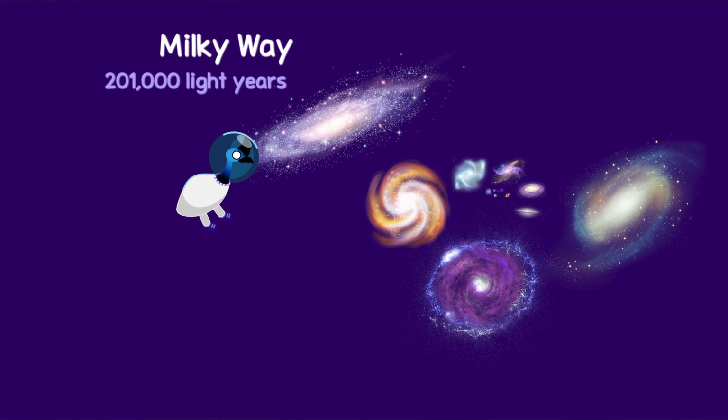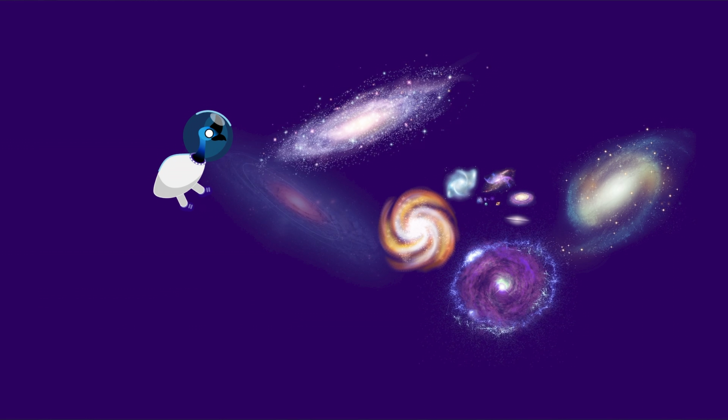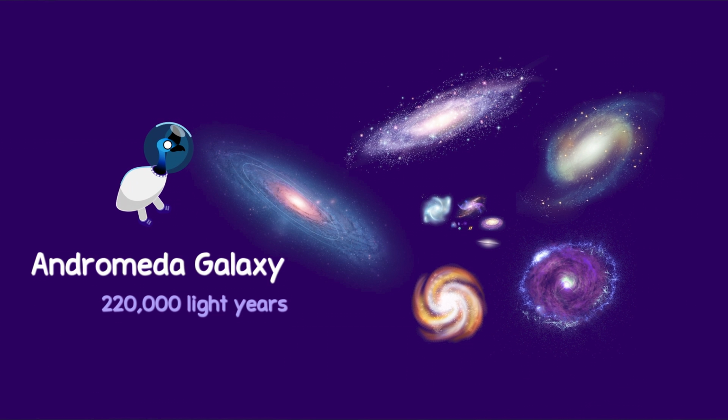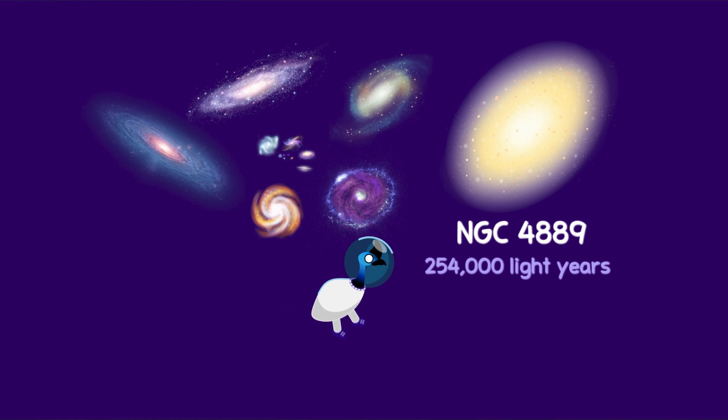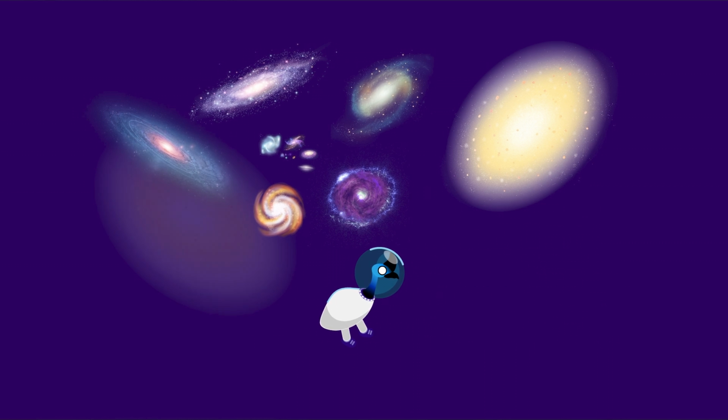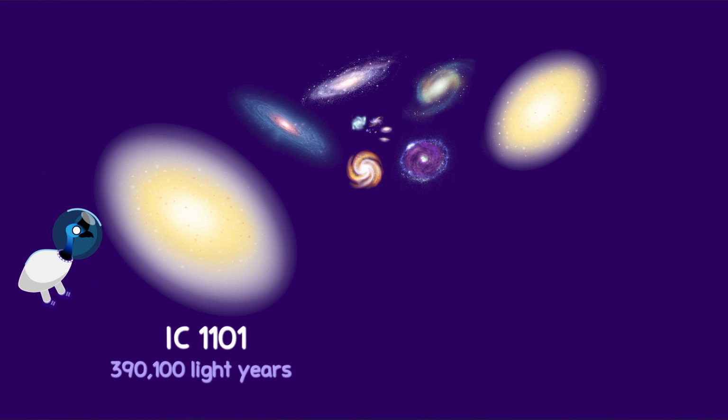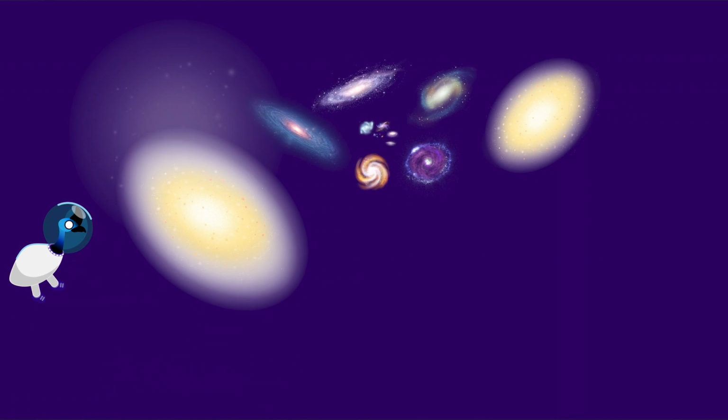Milky Way Galaxy, 201,000 light-years, this is our galaxy. Andromeda Galaxy, 220,000 light-years, it's the largest galaxy in the local group. NGC 4889, 254,000 light-years, a massive elliptical galaxy in the Coma cluster of galaxies. IC 1101, 390,100 light-years, the largest known galaxy with trillions of stars.